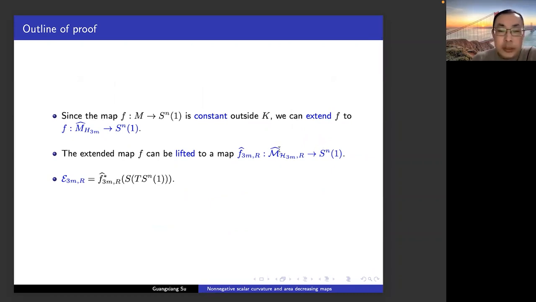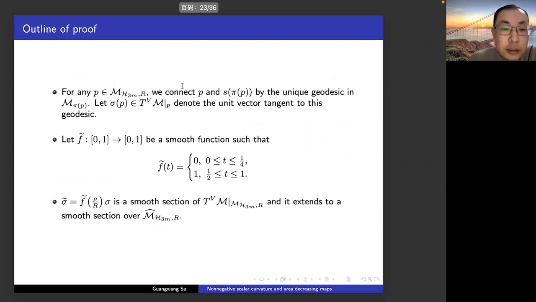And we use the map to pull back the spinor bundle on the cone fibration. Now, let P be a point in the cone fibration. We connect P and S pi P by the unit geodesic in the cone fibration, and let sigma P be the unit vector tangent to this geodesic.